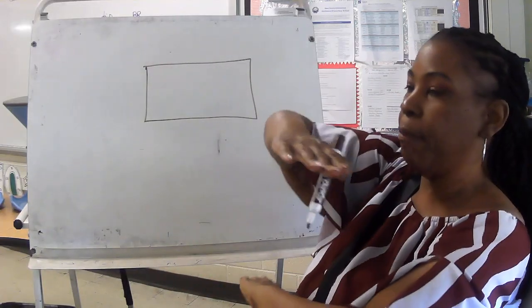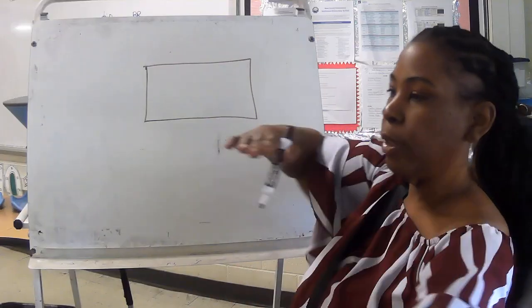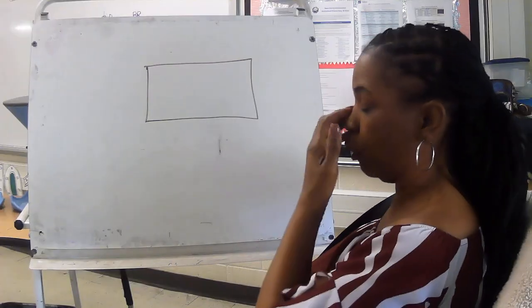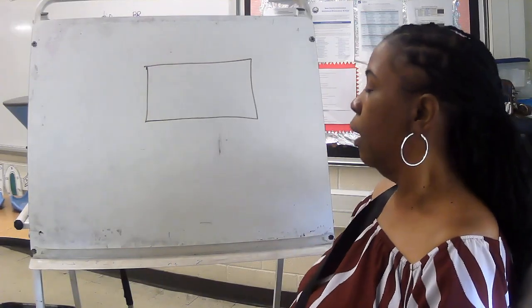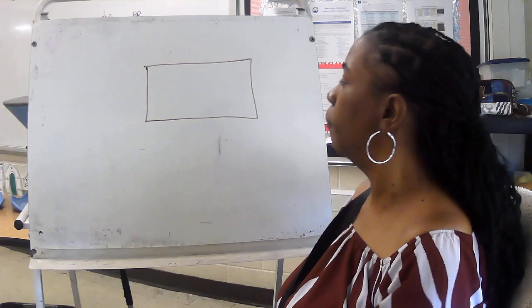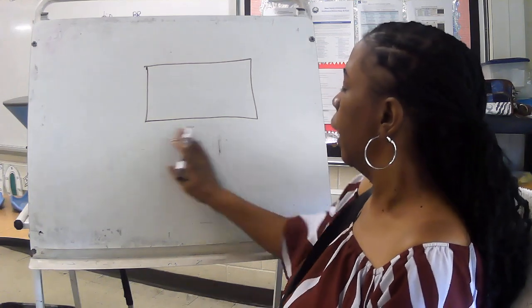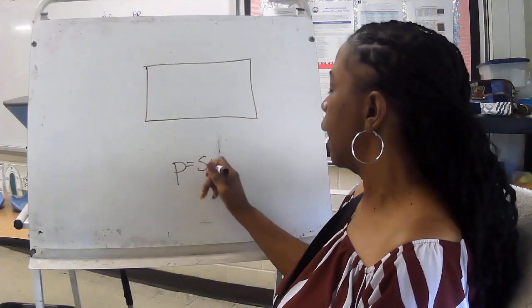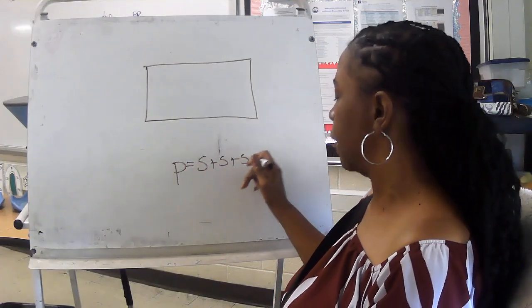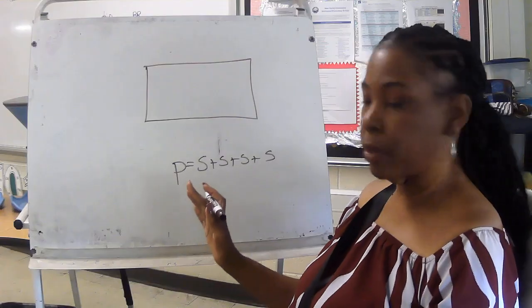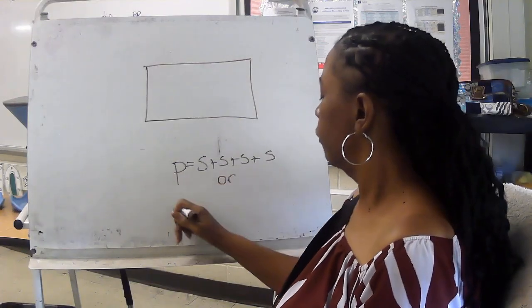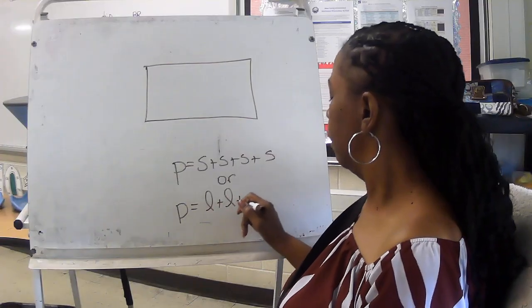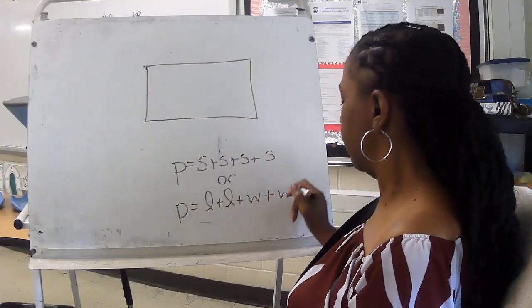And they're parallel. That means the top and bottom are never going to touch. And so are the sides on a rectangle. They're never going to touch. So it has 2 pair of parallel lines. But here we're focusing on area and perimeter. And the formula for perimeter is side plus side plus side plus side. That means you're adding up all the sides, or perimeter equals length plus width plus length plus width.